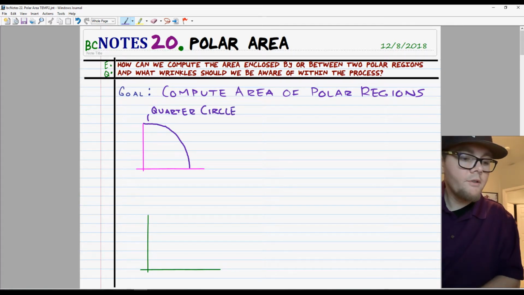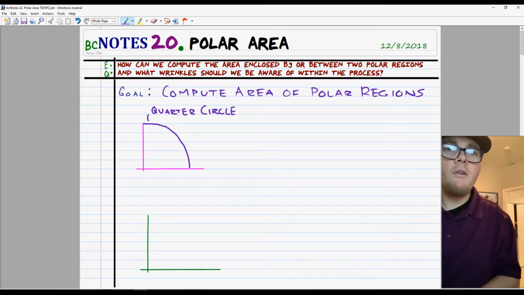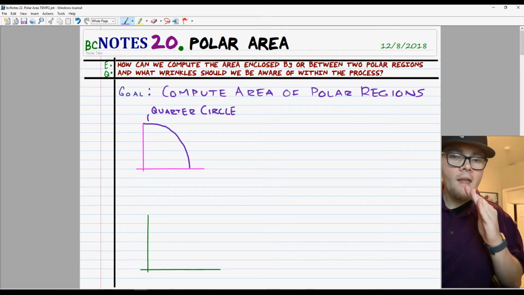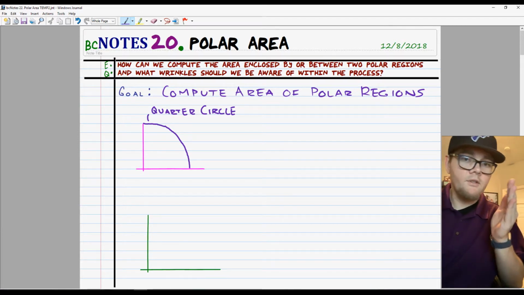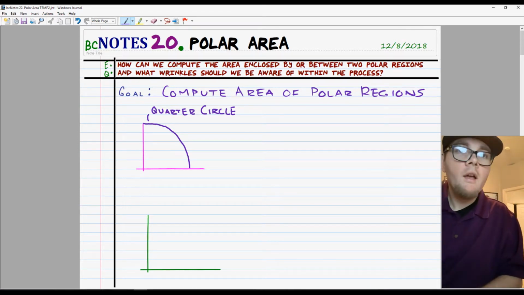I've drawn a quarter circle because the quarter circle has chunks that can be broken apart in ways that are reminiscent of the polar region itself, where we start with an angle, and then we go out as far as we're supposed to. We figure out the magnitude for that angle, and then we continue until we get to the angle we want to stop at.